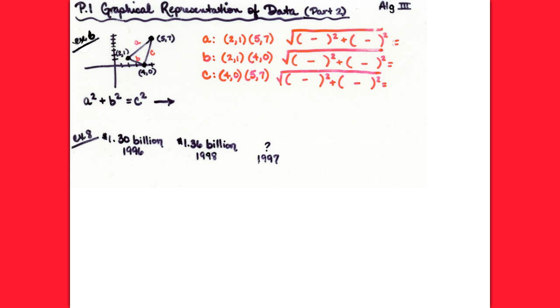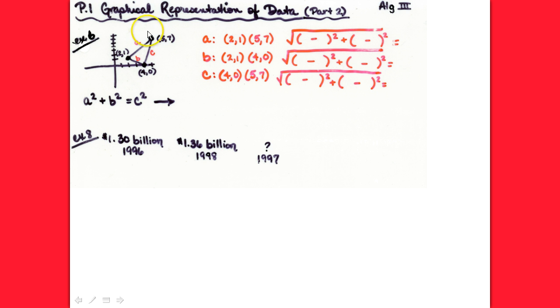So here's some really good review of what we were working on yesterday. Let's go through and find the distance between these 2 points for A, the distance between these 2 points for B, and the distance between these 2 points for C, and then we'll see what we end up with. All right, let's do the first one together.